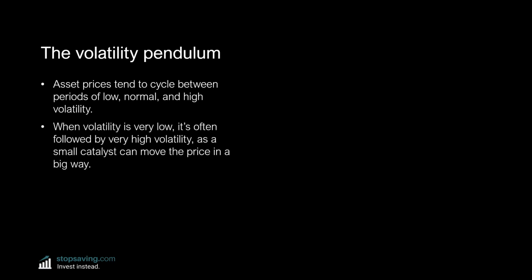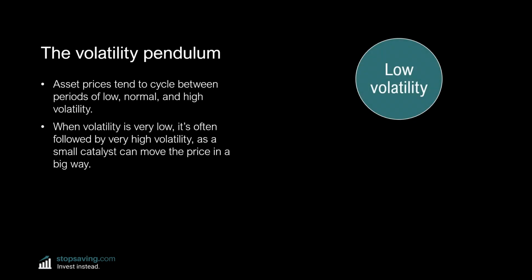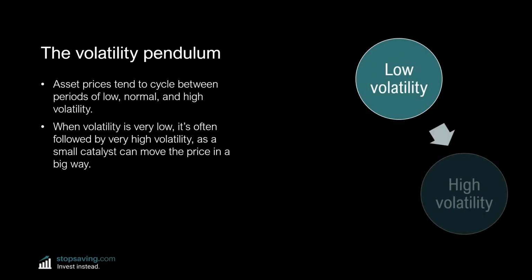When volatility is very low, it's often followed by very high volatility. That's because when volatility is low, the price isn't moving much and neither buyers nor sellers are in control. And when that happens, it only takes a small catalyst to move the price out of that equilibrium. And when the price moves out of that equilibrium, that's when big moves can happen.